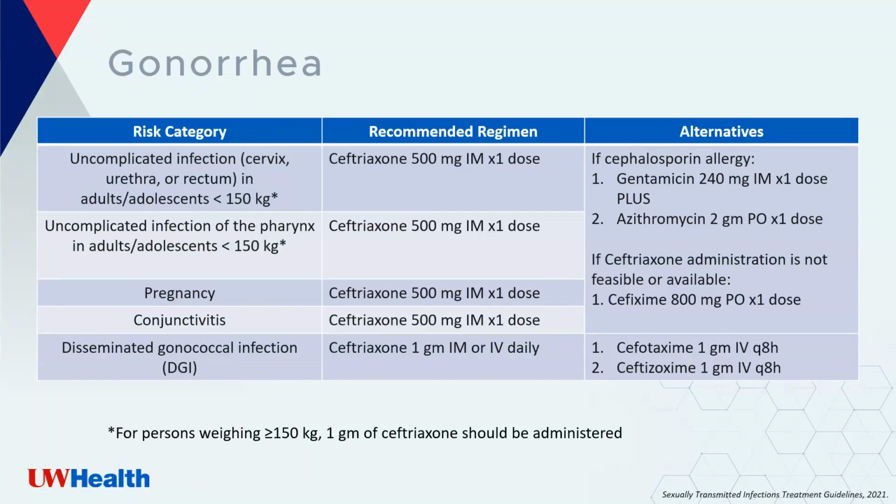Old guidelines had recommended always treating gonorrhea and chlamydia infections because they commonly occur together. However, new data supports only treating for chlamydia if it's not excluded. And that would be going with doxycycline 100 milligrams twice a day for 7 days.